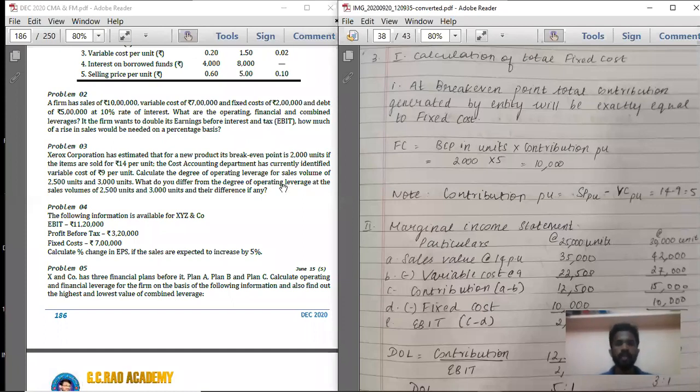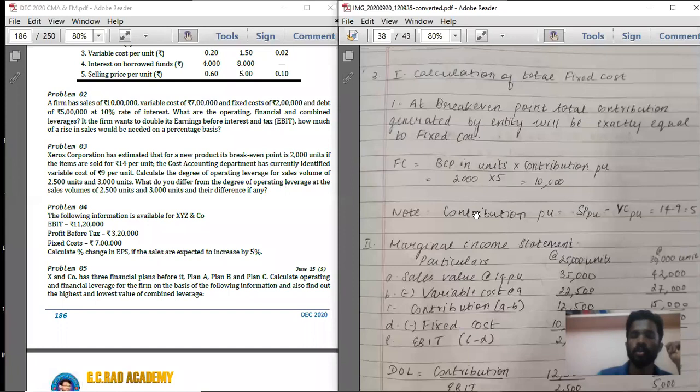So they have asked us to calculate the break even point, that is 2000 units, at 14 per unit, and calculate the degree of operating leverage for 2500 units and 3000 units and how they are differing. That is what they have asked us in the question. Now moving on to the solution.